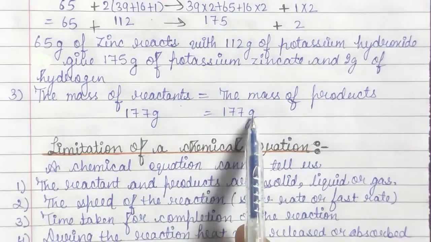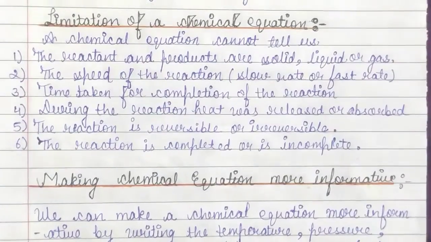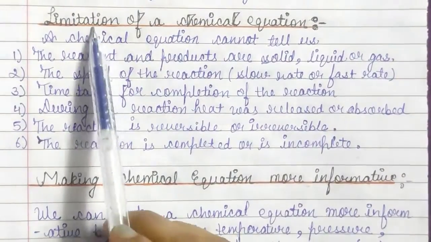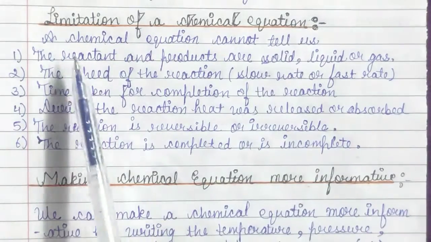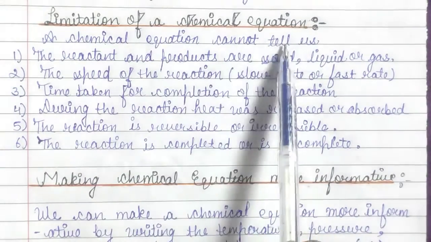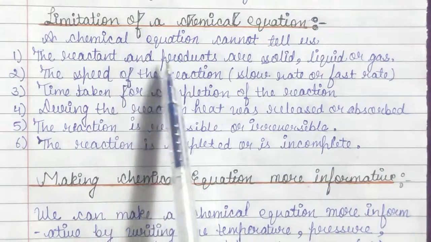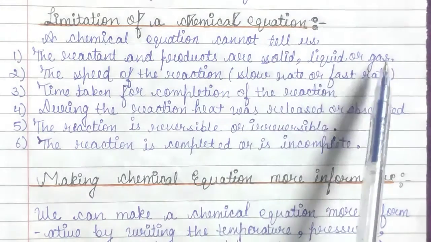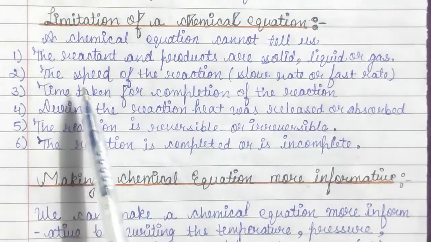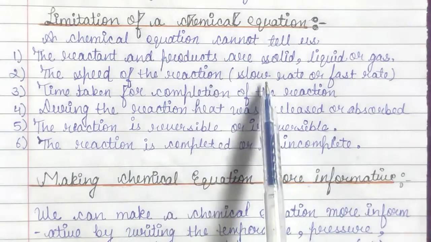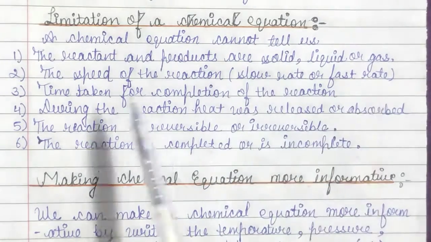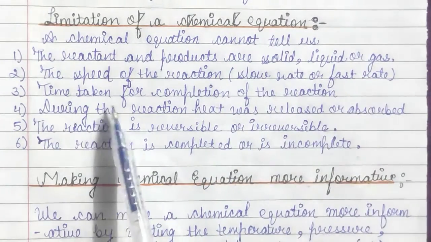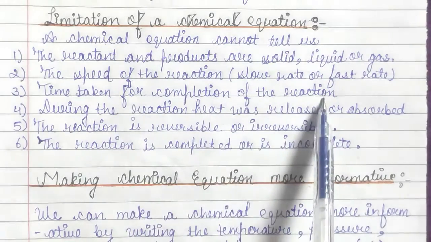Now we will do the limitations of a chemical equation. A chemical equation cannot tell us, number 1, whether the reactants and products are solid, liquid or gas. Number 2, the speed of the reaction, slow rate or fast rate. Number 3, time taken for completion of the reaction.